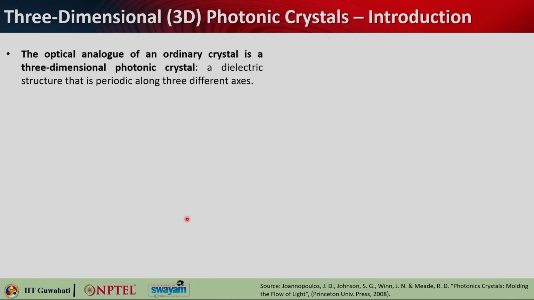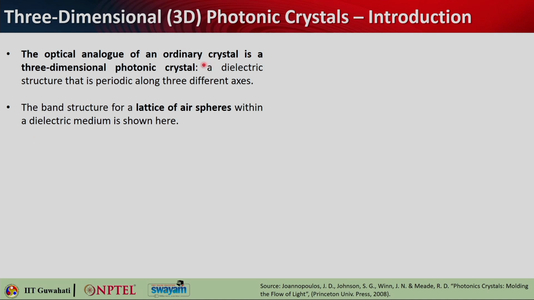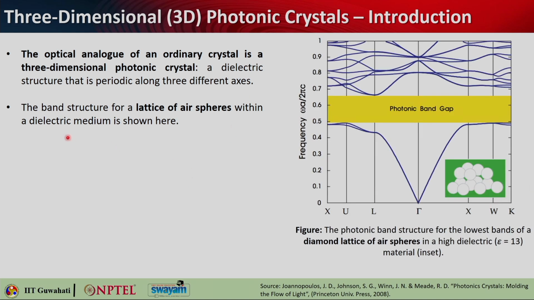Now, with that we somewhat concluded the discussion on 2D photonic crystals. Now, let us move on to the 3D photonic crystals. Here the periodic alteration of the dielectric happens in all 3 dimensions. Okay. So, the optical analog to an ordinary crystal is basically a 3-dimensional photonic crystal, right. So, you can think of a lattice of air spheres within a dielectric medium. Okay.